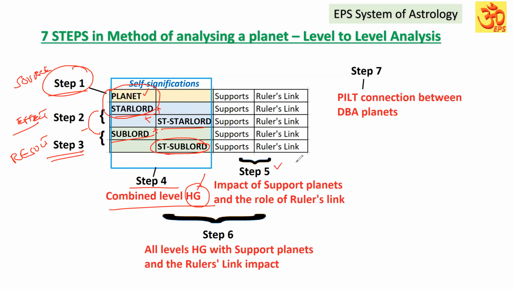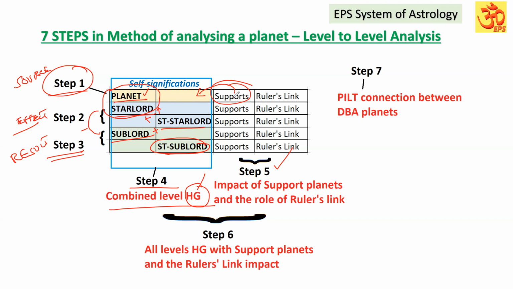Next comes step number 5. Step number 5 is connected to the support planets. Each planet has some support planets in its support. What are the planets in support, and what impact are they going to give to the planet? That we have to study. Because a planet can have a mixed signification for an event. But in the support, it can have a very good favorable key planet, or one or two more may be there. They will definitely increase the favorable strength of the particular planet. So the planet's favorable strength can be increased by the support planet's favorable strength.